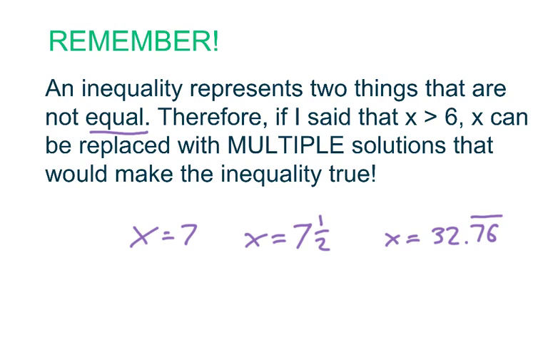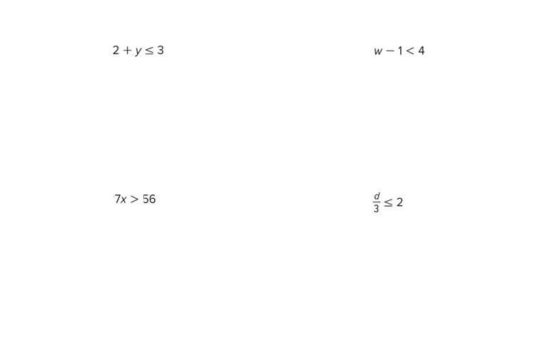So the main difference between an inequality and an equation when we're solving them is how we write our answer. Okay, we can no longer just say that the value of the variable is equal to one number. We have to say that the value of the variable can be equal to a range of numbers. So let's take a look at some examples and see how that looks. So here I have 4 different inequalities, one for each of the 4 operations. And we're going to go through solving each of these and writing our answer.